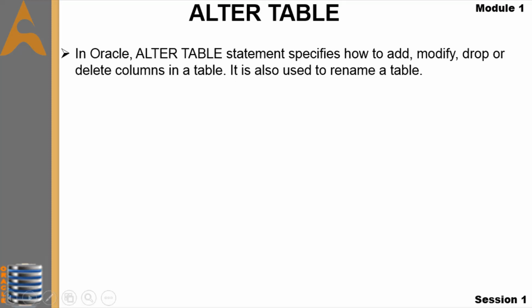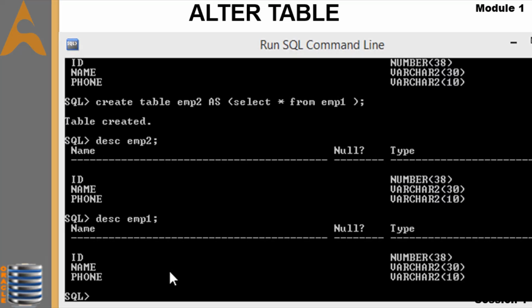Now let's see alter table statement in Oracle. In Oracle, alter table statement specifies how to add, modify, drop or delete columns in a table. It is also used to rename a table. Let's understand it with an example. Watch the example carefully.